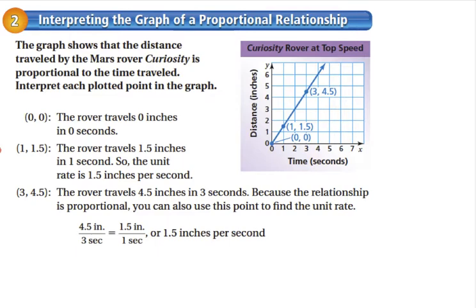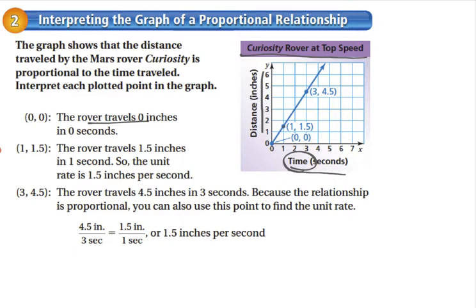Okay. We are also going to be interpreting plotted points. So right here we've got the Curiosity rover at top speed. You would read the title of the graph. Looks like time is measured in seconds and distance is measured in inches. We interpret the point 0, 0. This means 0 seconds, 0 distance. The rover travels 0 inches in 0 seconds. The point 1, 1.5 means the rover travels 1.5 inches in 1 second.